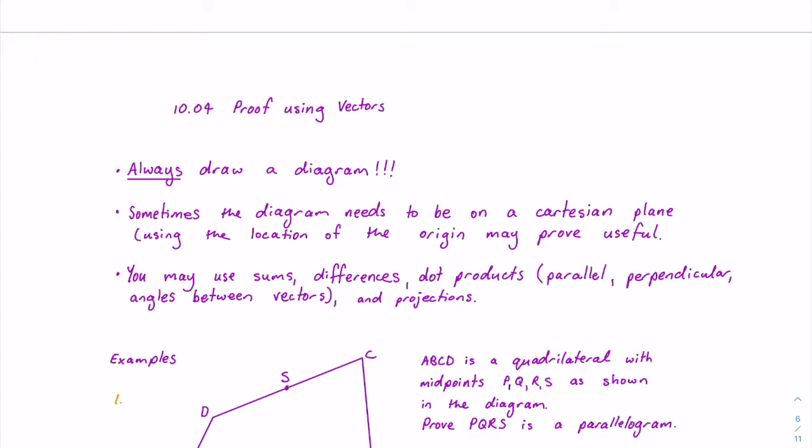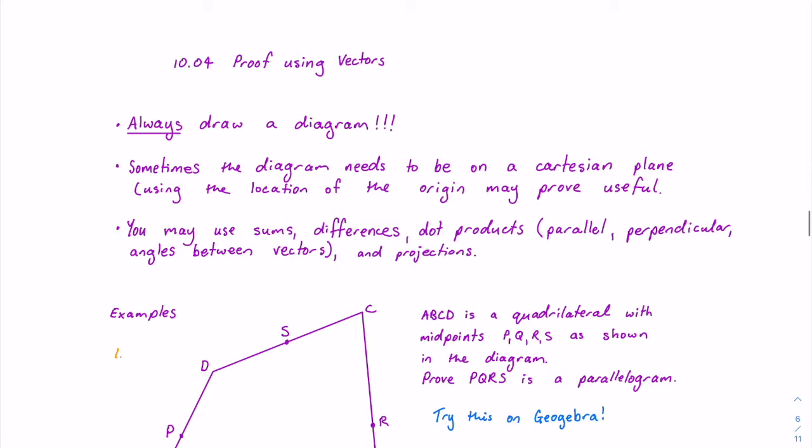Okay, exercise 1004 is about proof using vectors. Now this can be quite tricky, so I would like you to practice this quite a lot, and as well as doing 1004, I'm going to provide the exercise from the Cambridge textbook as well.